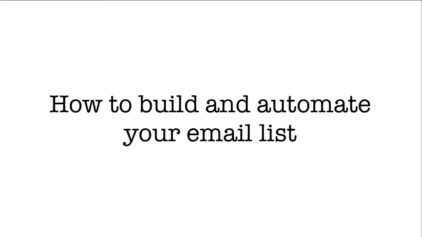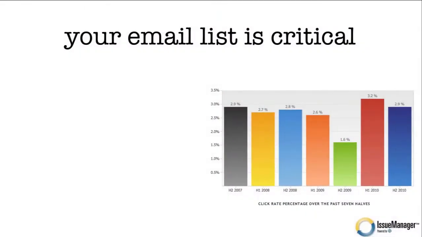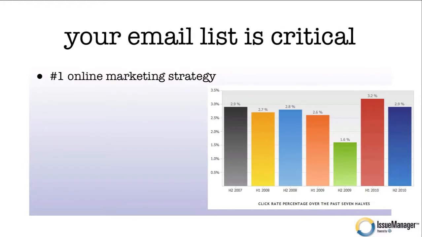In this video, I'm going to show you how to build and automate your email list. Now, one thing I want to say is that the creation of an email list is critical to your success. You need subscribers to find out what's going on in your magazine. It is today the number one online marketing strategy, and it still beats out social media. Why? Because it's direct response.